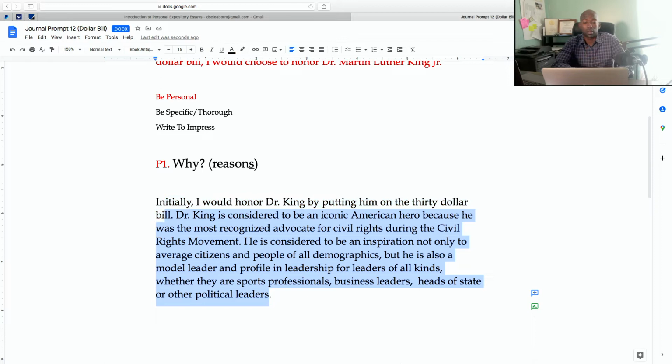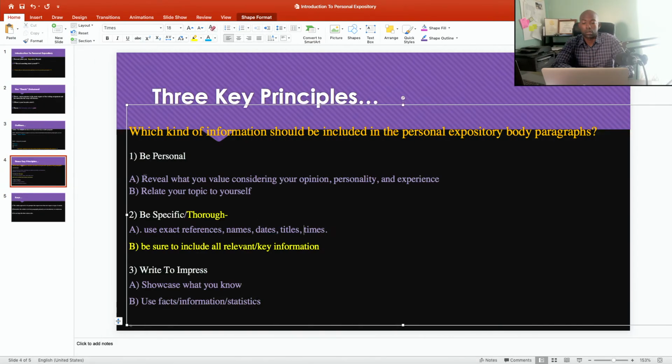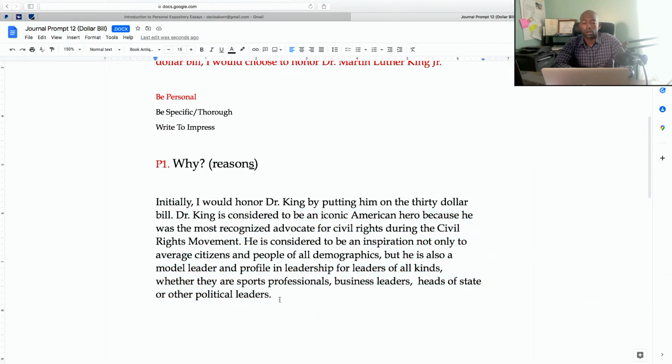And so we revisit the PowerPoint. It says reveal what you value. Relate the topic to yourself. So that is my goal as I'm now writing about Dr. Martin Luther King Jr. So I'm going to say something to tie him to myself personally. And I'm going to put that text in red so that it's obvious that I'm being personal.